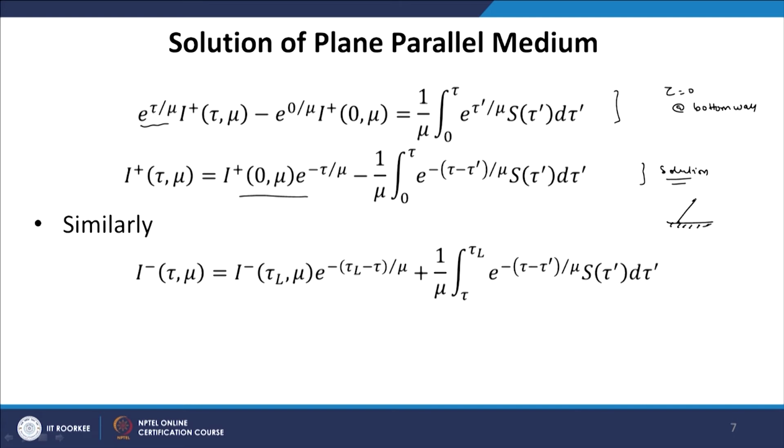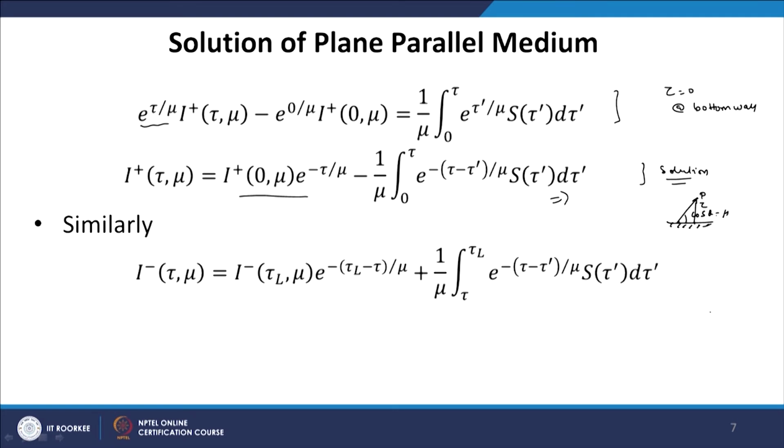and moving in the upward direction at an angle θ, where cos θ is equal to μ and this distance is τ. So, at this point P, the intensity I⁺ moving in the upward direction at an angle θ, the distance of this point P from the plate is τ, the intensity is given by this result.